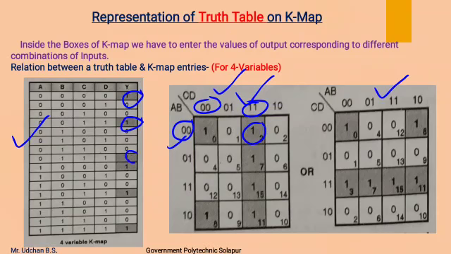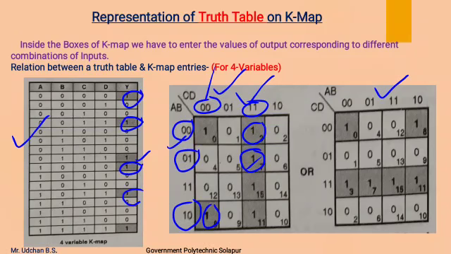If I observe the input combination for this one, that is 0, 1, 1, 1. So here it is 0, 1 and 1, 1 means the cell comes over here. So I can enter this one in this cell position. After that, the next one has input combination 1, 0, 0, 0. So the position will come over here, 1, 0 and this 0, 0. So the cell position will be over here, and that one is entered in this.